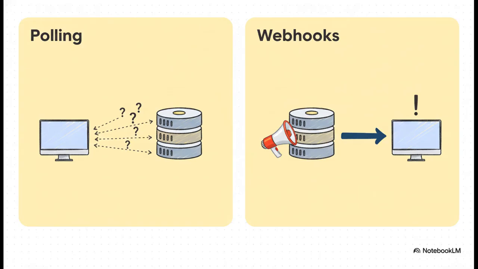And this slide just nails the difference. On the left, you've got polling. It's like a kid in the back of a car on a long road trip, just asking, are we there yet? Are we there yet? Over and over. It's super inefficient and creates a ton of noise. But on the right, you have webhooks. The system simply announces, hey, something new happened, one time, right when it happens. We're switching from constantly pulling for information to just having it pushed to us.